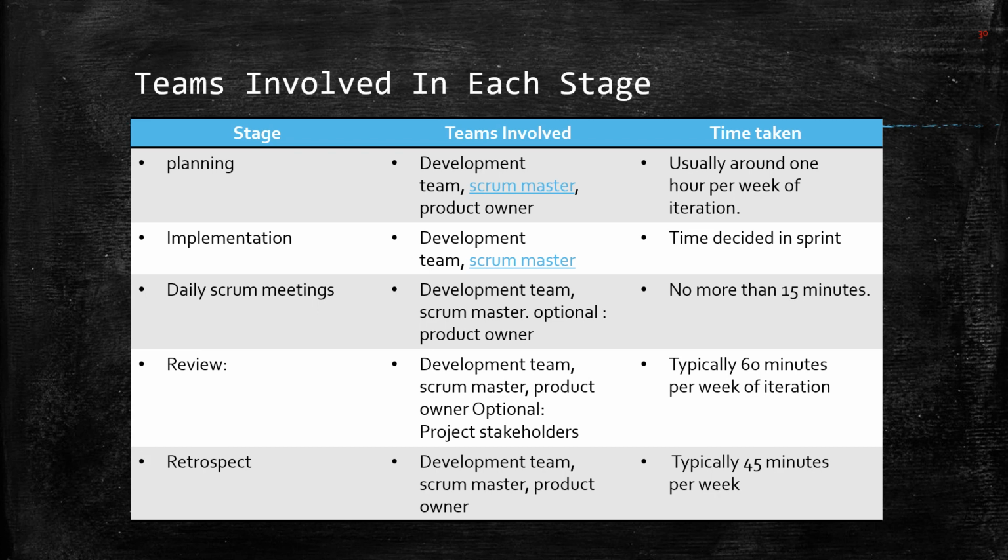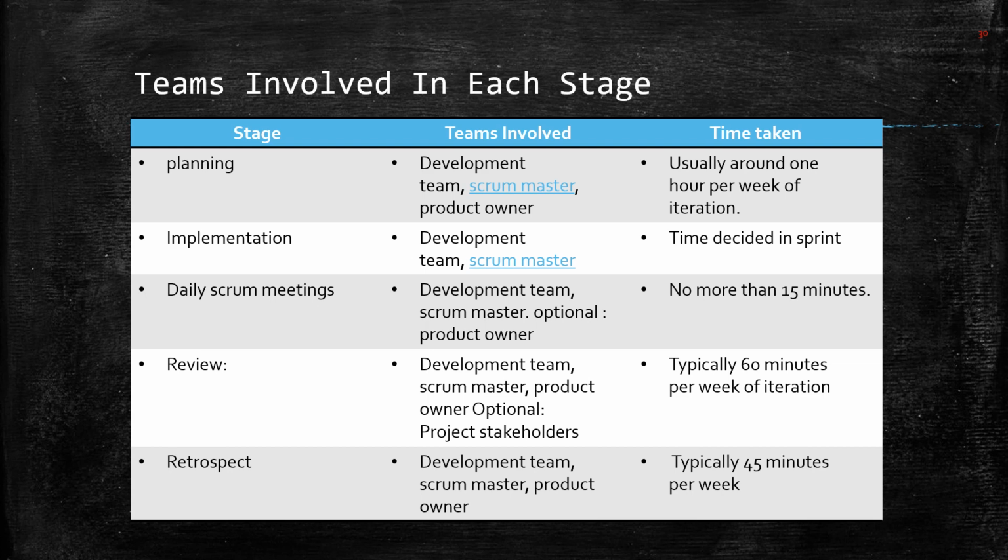In the implementation stage, the development team and scrum master are involved, and the time is decided in a sprint. For daily scrum meetings, the development team, scrum master, and optionally the product owner are involved, and no more than 15 minutes will be taken for this stage.